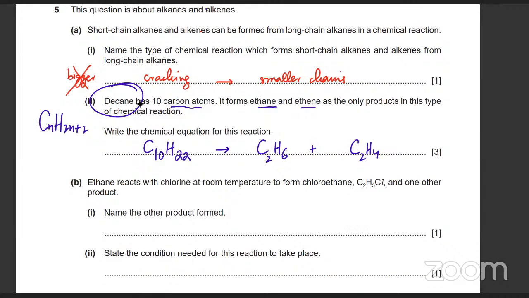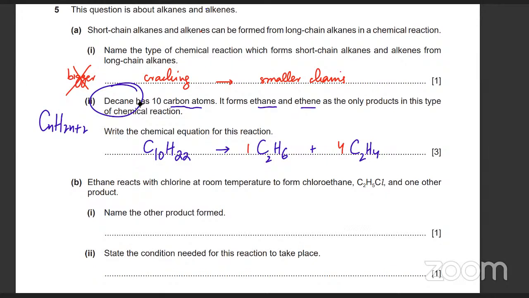What else could it be? It could be 2 of this and 3 of this. Make it the other way around. The carbons are still balanced, right? So what about the hydrogens? Still not balanced. It'll be 24. So 3 and 2, it's not working out either way. So what's the other one? 4 and 1, right? 1 and 4. Okay, 1 and 4. So that's 16 hydrogens and 6 hydrogens. So that's 22. Okay, that's balanced. And the carbons are also balanced.